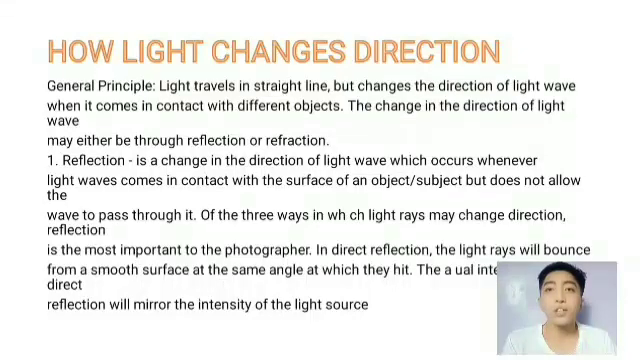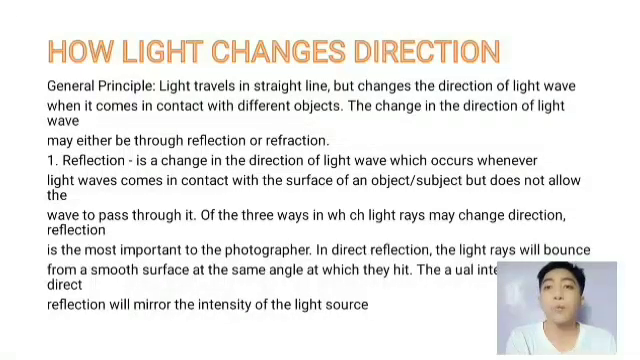Reflection is a change in the direction of a light wave which occurs whenever light waves come in contact with the surface of a subject but does not allow the wave to pass through it. Of the three ways in which light rays may change direction, reflection is the most important to the photographer. In direct reflection, the light rays will bounce from a smooth surface at the same angle at which they hit. The usual intensity of the direct reflection will mirror the intensity of the light source. There are two ways of how light rays are reflected.